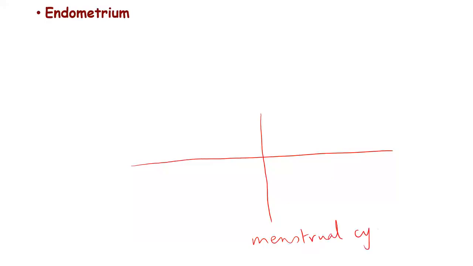The second form of pathological hyperplasia under hormonal influence is the endometrial hyperplasia. You all know that we have the endometrium, we have the menstrual cycle, and the endometrium that lines the uterus.